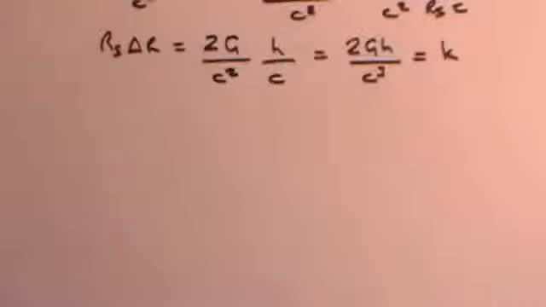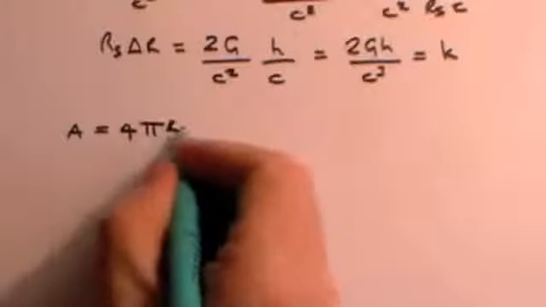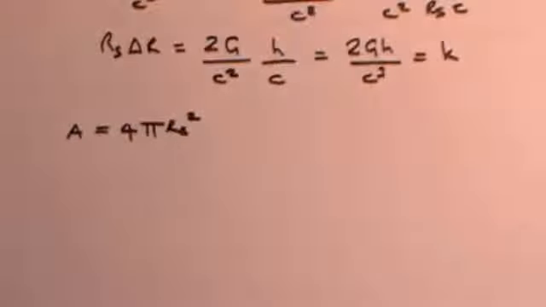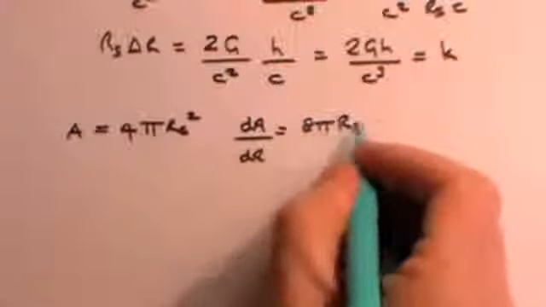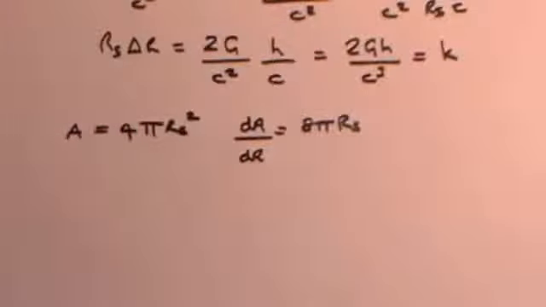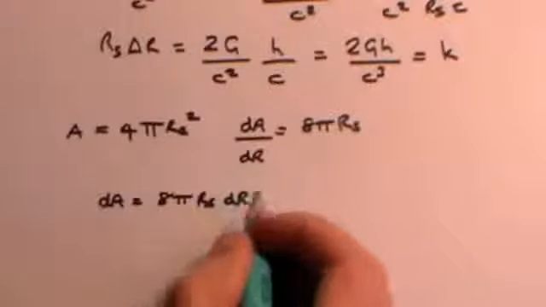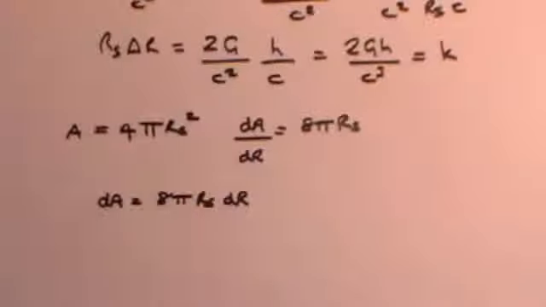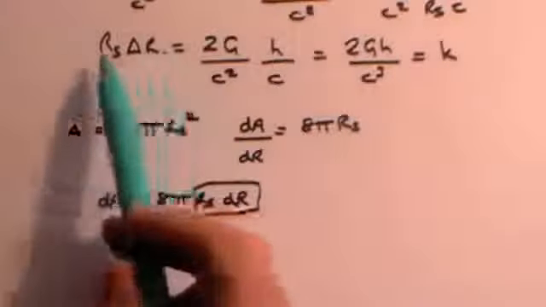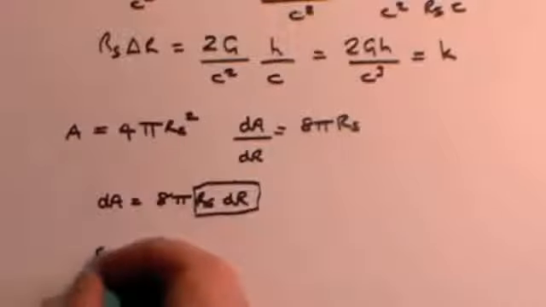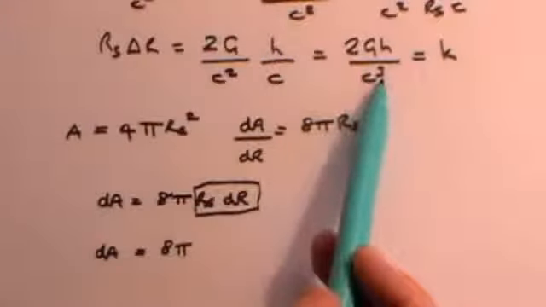Now, the surface area associated with the Schwarzschild radius is going to be 4 pi times the Schwarzschild radius squared, because that is the surface area of a sphere. And if I take dA by dR, that is just going to be 8 pi Rs, because you're differentiating with respect to R. That means that dA is equal to 8 pi Rs dR, just multiplying by dR. But we know what Rs dR is because we calculated that up here. So now we can substitute that dA is equal to 8 pi times Rs dR, which is 2Gh over c cubed.